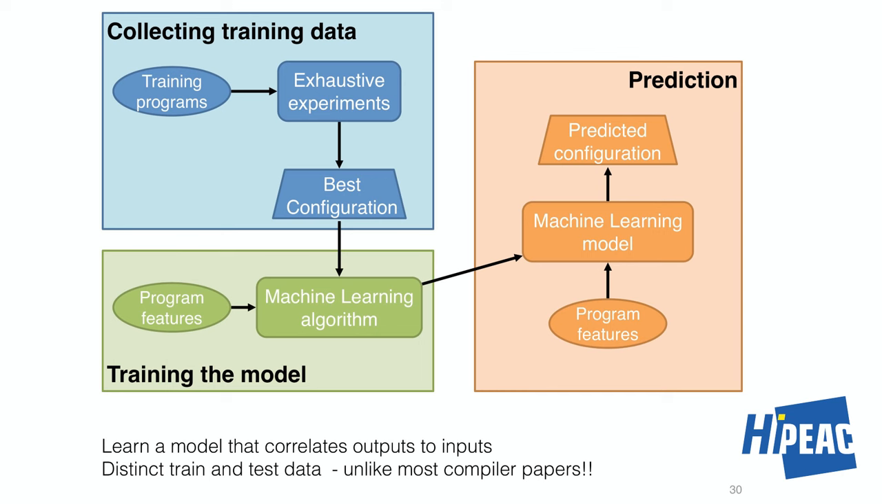Whoops. Again, outputs to inputs, as we have over there. The important point I'd like to get across here is that you have distinct training and test data.